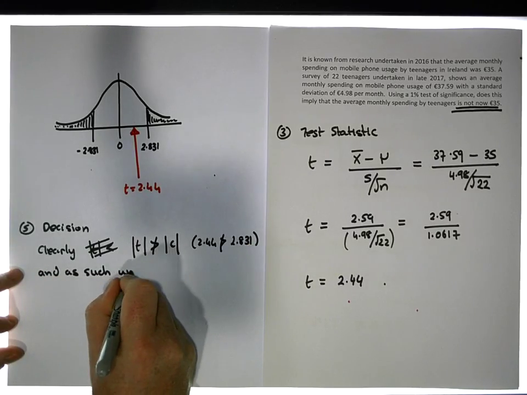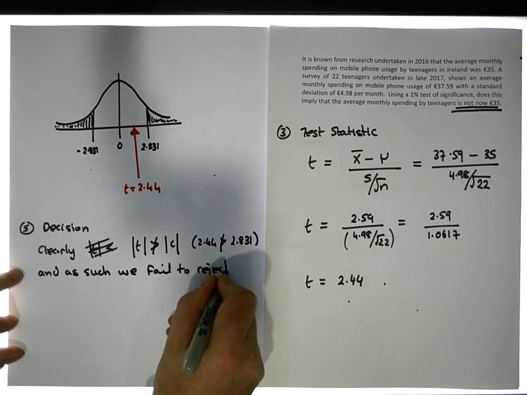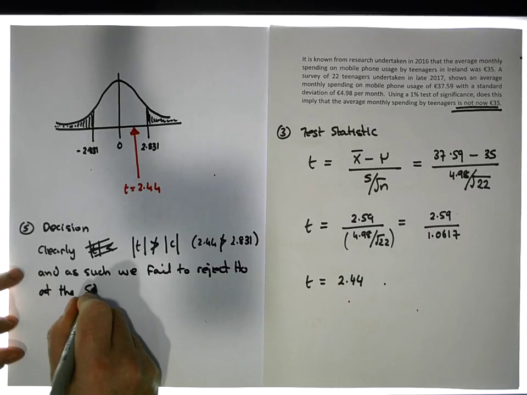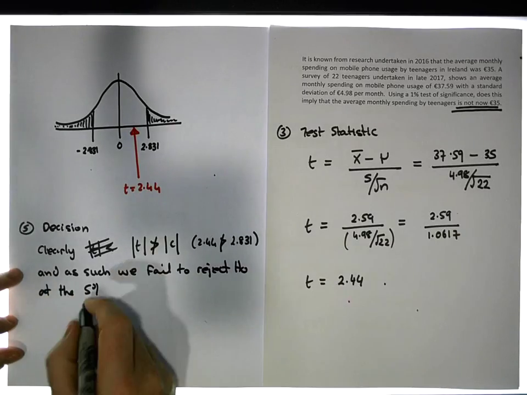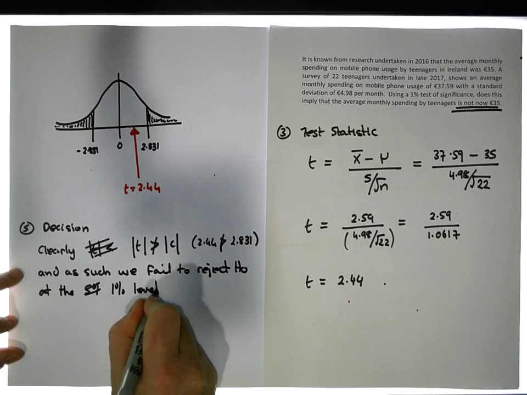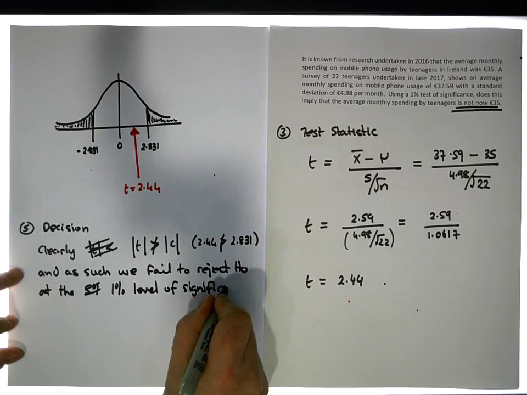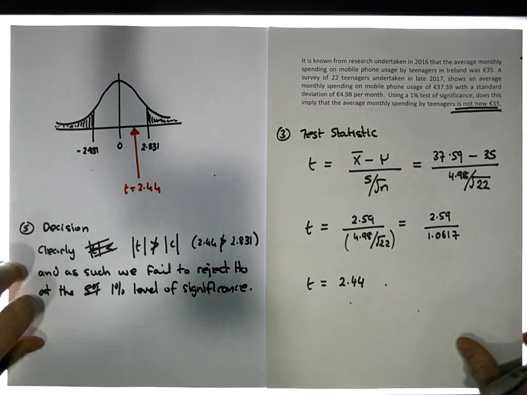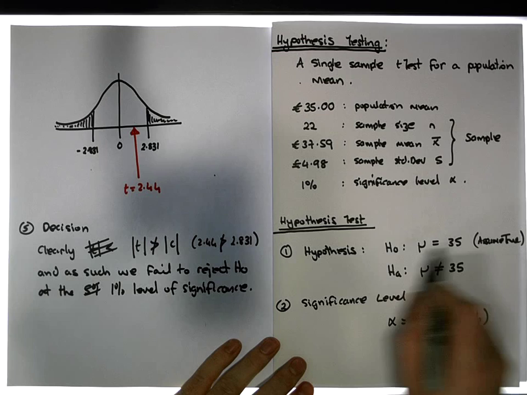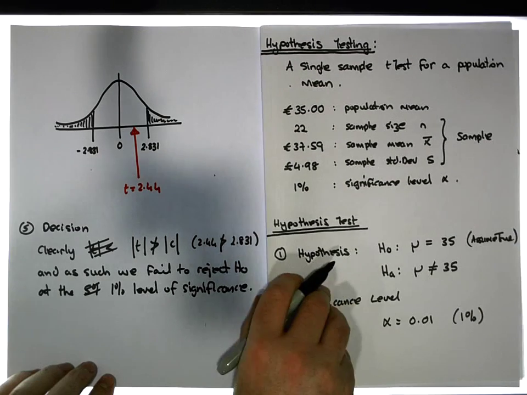we fail to reject H0 at the 1% level of significance. Sorry, I said 5% but this is actually done at the 1% level. So we couldn't reject. We failed to reject. We're still in this null position here. We've failed to reject this particular null hypothesis.